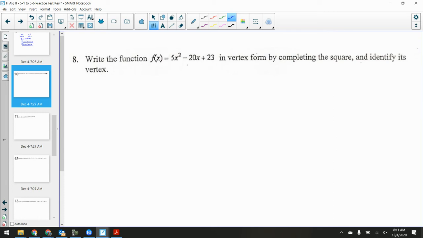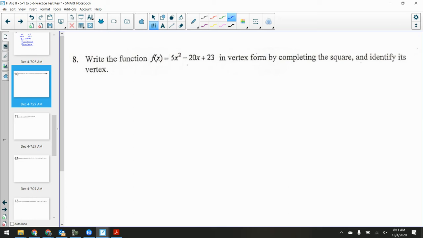Number 8, write the function in vertex form by completing the square. Okay, now people, again, please don't be one of those people, but someone on the test on Monday is going to try to find the zeros. Don't try to find the zeros. That's not what the question asks you. Write the function in vertex form. That's all I want you to do.